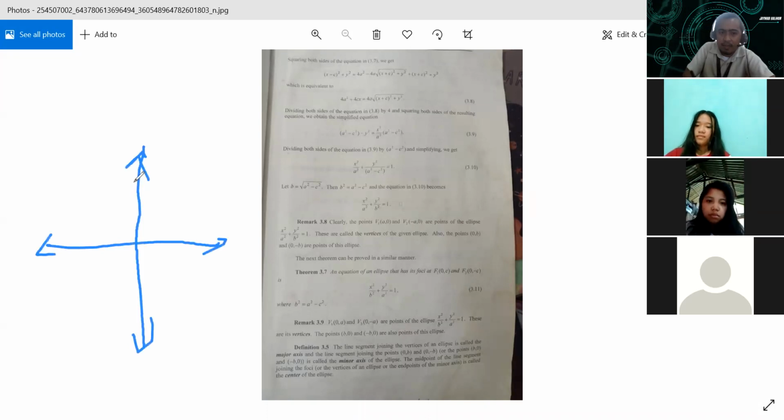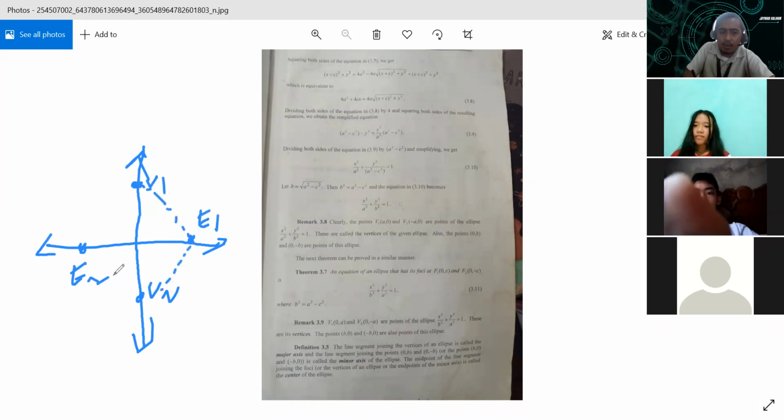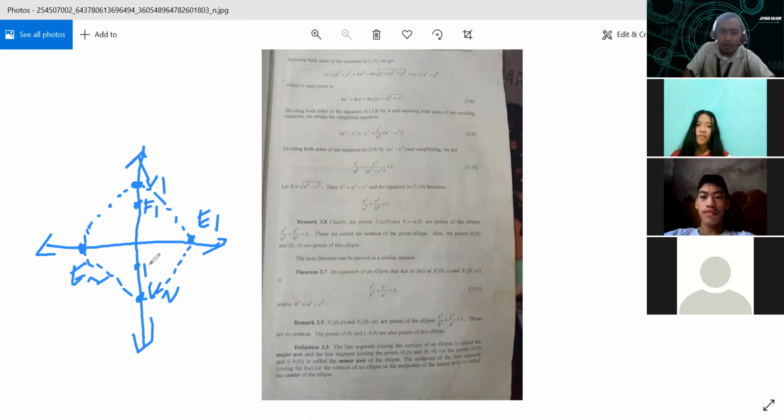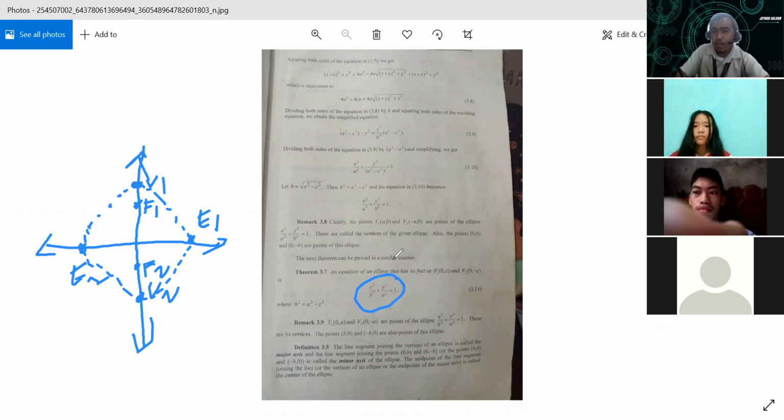So, if your major axis is along the y-axis, class, you place here vertex 1, vertex 2, extremity 2, extremity 1. And your ellipse looks like this. This is your focus 1 here, and this is your focus 2 here. In this case, class, the standard form of the equation of your ellipse will be this one: x squared over b squared plus y squared over a squared.